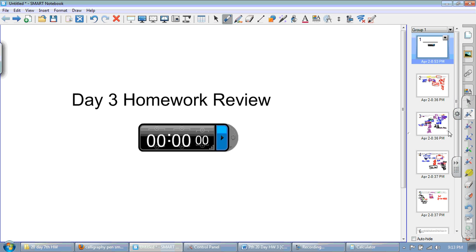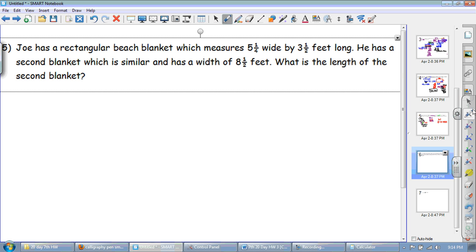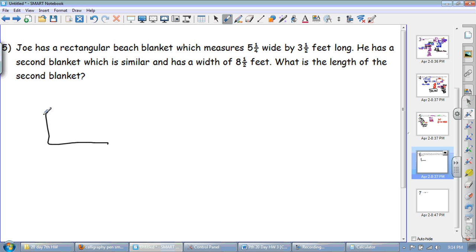So Joe's blanket is 5 1/4 feet wide. I'll practice drawing blankets. 5 1/4, that's 5.25, by 3 1/2 or 3.5. We have a second, bigger blanket.